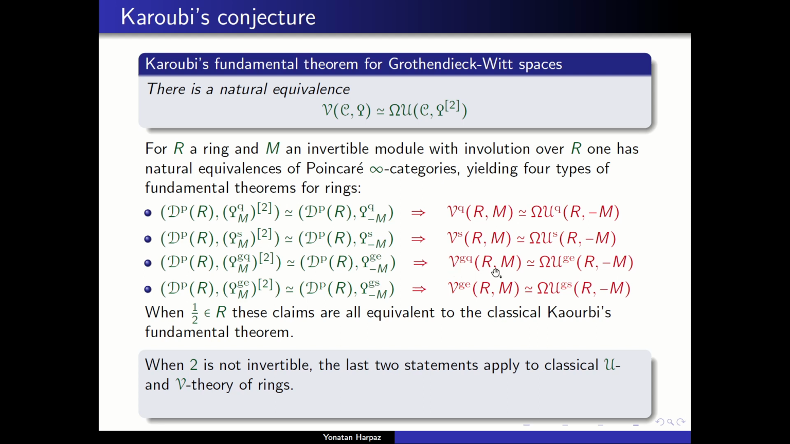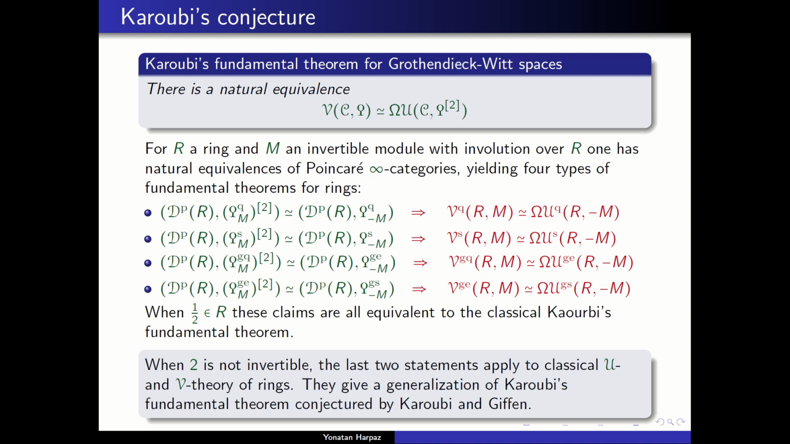So the genuine quadratic V theory is the V theory that one obtains from the classical quadratic Grothendieck-Witt theory defined using group completion. And similarly for the genuine even and the genuine symmetric, as we explained in the first talk, using the comparison theorem. And so these two versions of Karoubi's fundamental theorem give new statements on classical invariants. And in fact, they give a generalization of Karoubi's fundamental theorem to rings in which 2 is not invertible. And this precise generalization was in fact already predicted by Karoubi.